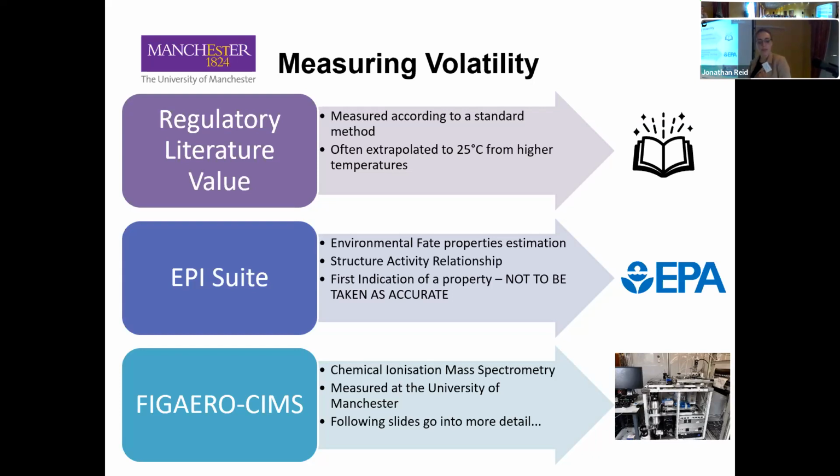The other method is through the EPI Suite. This is an American tool which gives ideas of a range of compounds using structure-activity relationships. One thing to take into account is that it isn't necessarily accurate. It's just that first step that is often used to try and predict what a compound may do in the environment.